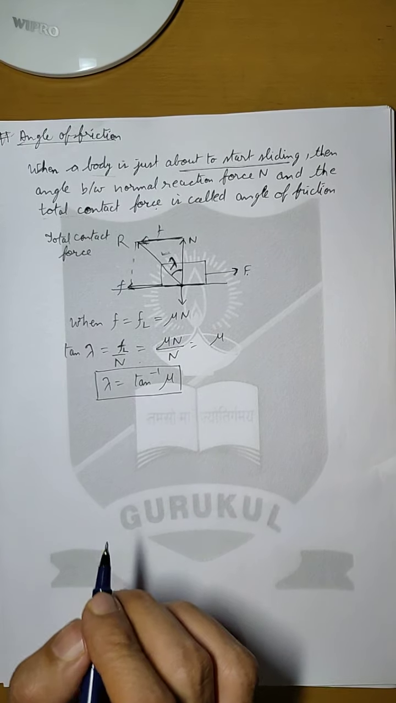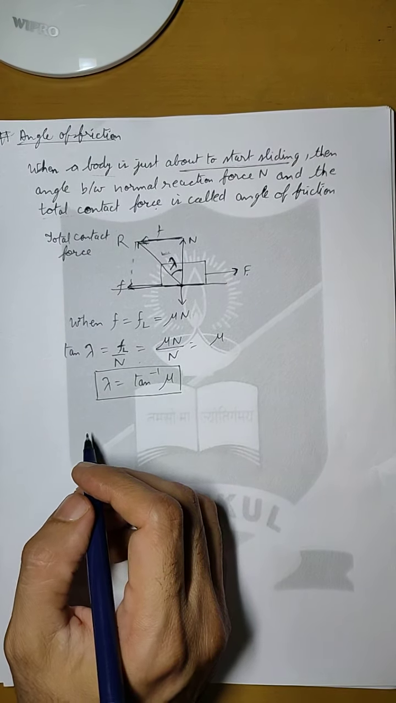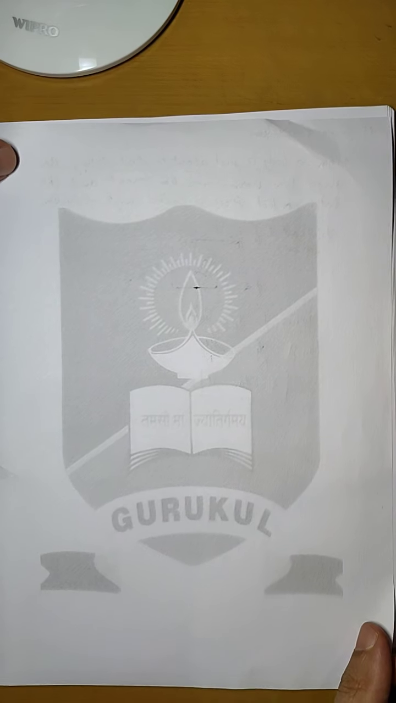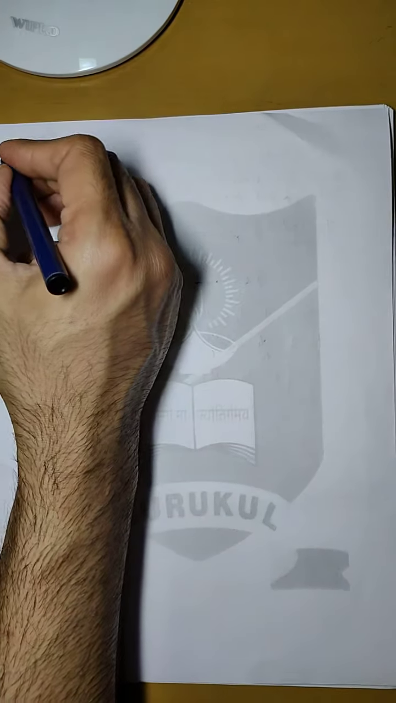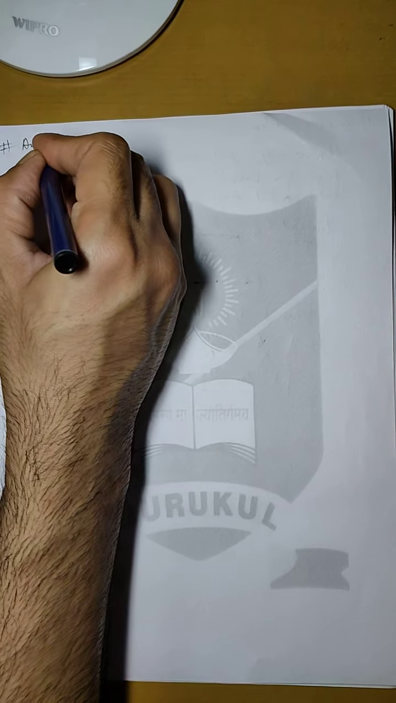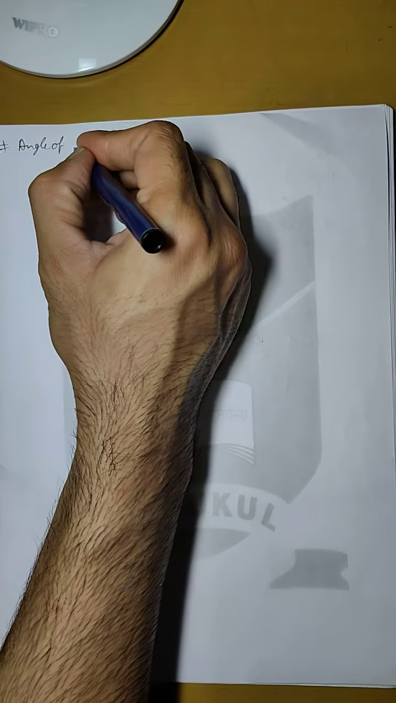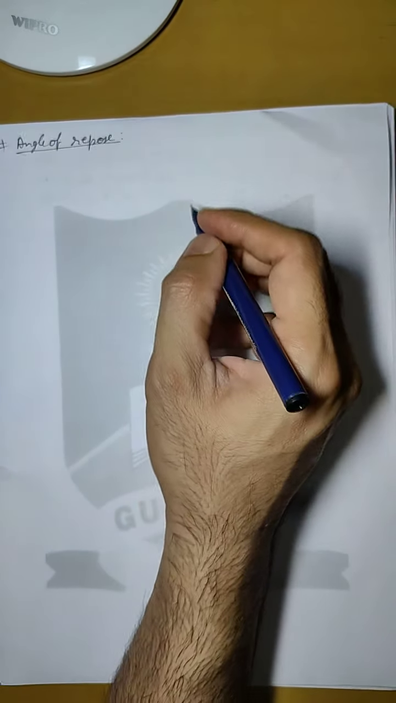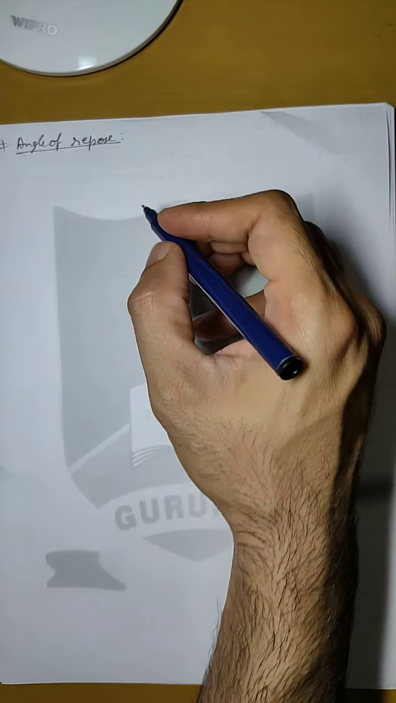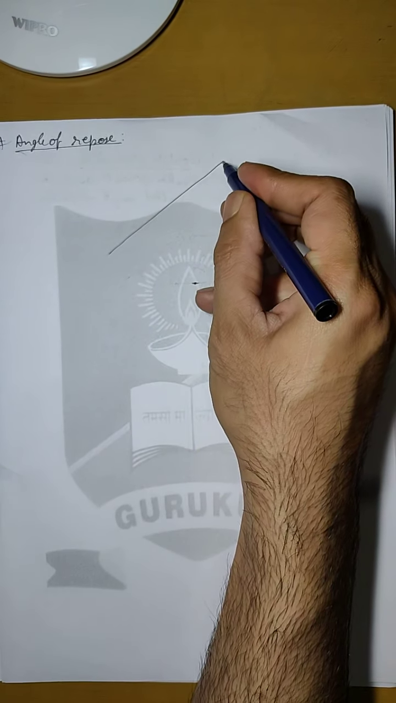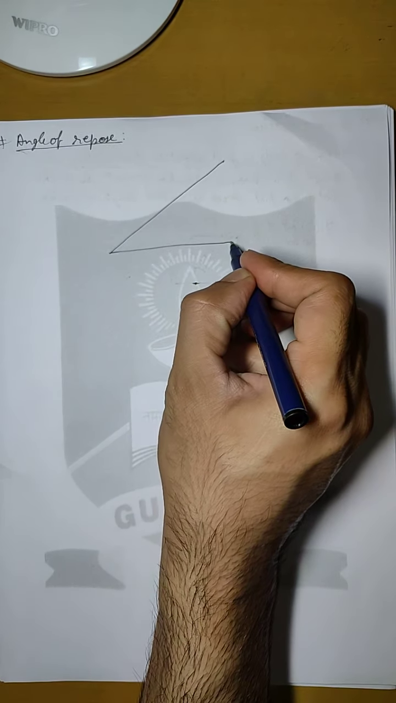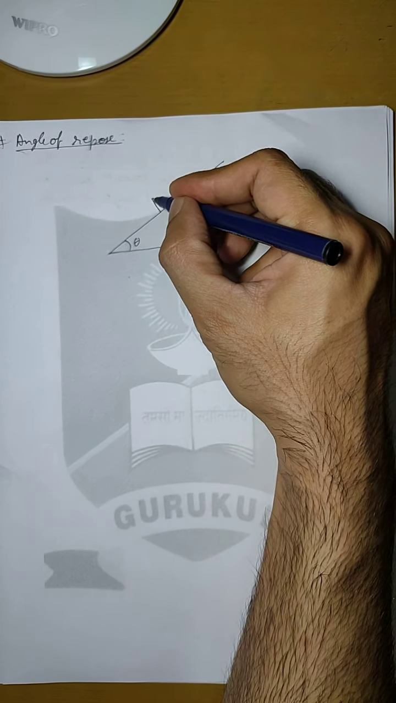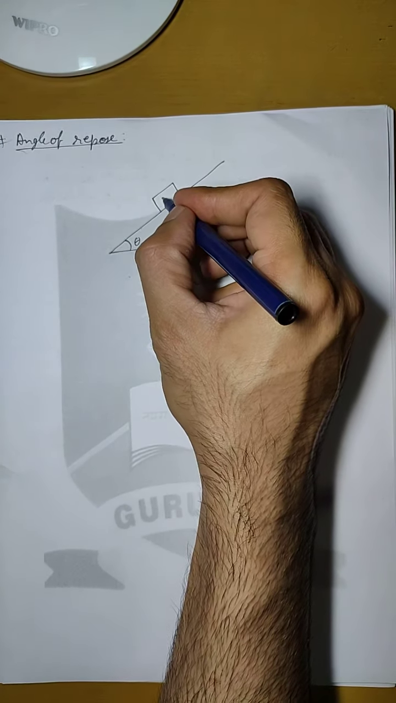Now, another angle that we describe, let us do that on the next page, is called the angle of repose. Let us say that there is a mass kept on an inclined plane which is inclined at an angle theta in the starting, and the mass is kept here.